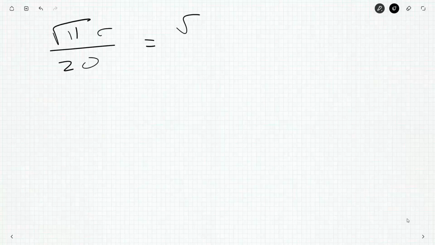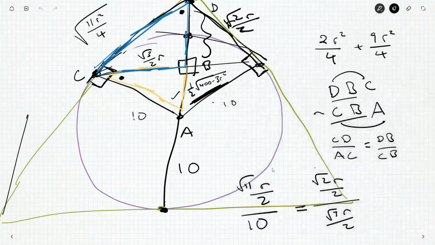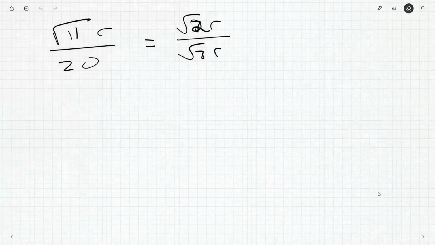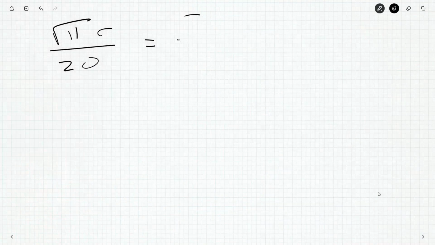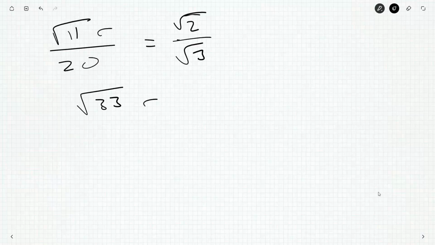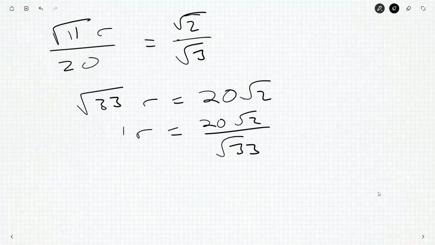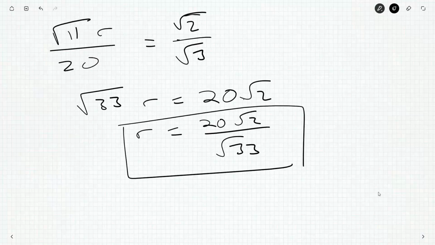Divide the 2's out, you'll get root 2r over root 3r. Right? Want to make sure I get the order of those right. Yep. Root 2 over root 3. And actually the r's can cancel out as well. So we get root 2 over root 3. So then I'll get root 33r is the same as 20 root 2, or r is 20 root 2 over root 33. And r, little r, I believe was the value we're looking for.